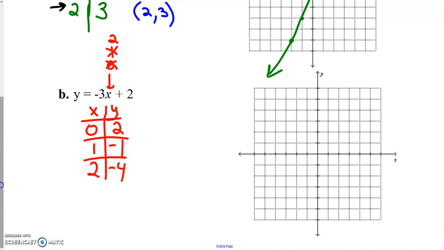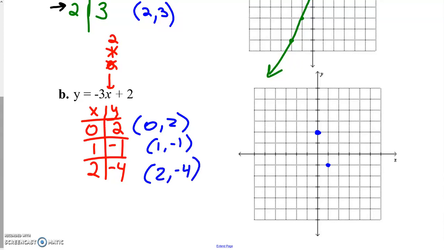Negative 6 plus 2 is negative 4. So again, I'm going to graph these. First point is 0, 2. Walk 0, climb 2. Next point, 1 comma negative 1. Walk 1, climb negative 1. And the last point, 2 comma negative 4. Walk 2, climb negative 4.